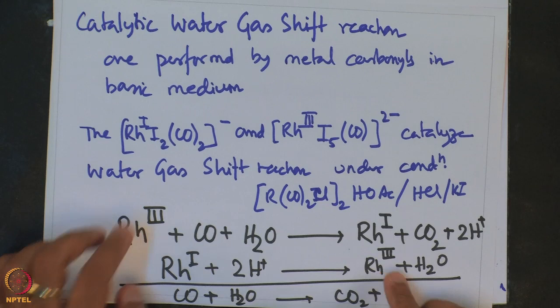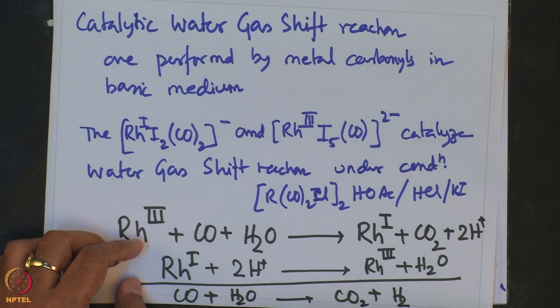Iron apart, rhodium carbonyls also catalyze this water gas shift reaction, in a two-step process. The first step involves the reaction of rhodium 3 with carbon monoxide and water, giving rhodium 1 and carbon dioxide and 2H+, and the subsequent step involves rhodium 1 with H+ giving rhodium 3 and H2. So overall, rhodium 1 and rhodium 1 cancel out, and rhodium 3 and rhodium 3 cancel out. The net reaction is CO plus H2O giving CO2 plus H2. This is exactly what is expected of the product for the water gas shift reaction, and it can be achieved in a homogeneous catalytic fashion under mild conditions.